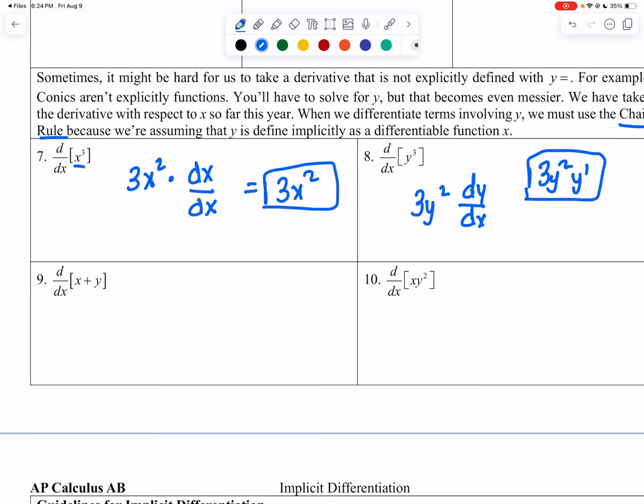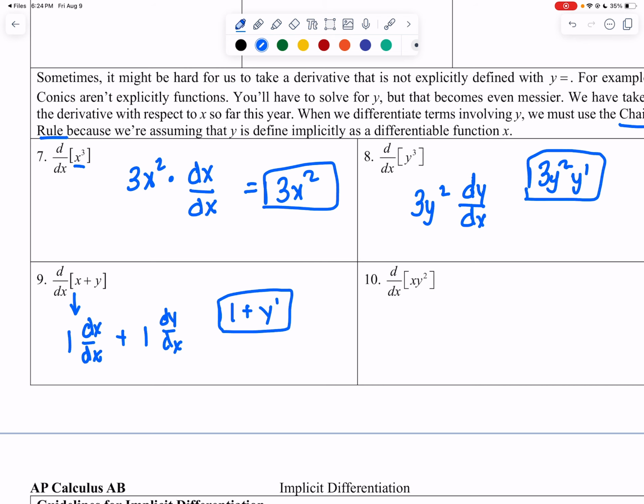Same thing with number 9. If I take the derivative of x with respect to x, that's just going to be 1, dx over dx, which is just 1. And then if I take the derivative of y, that's going to be 1. But then remember, I have to use chain rule now. So then I have dy dx, or 1 plus y prime.